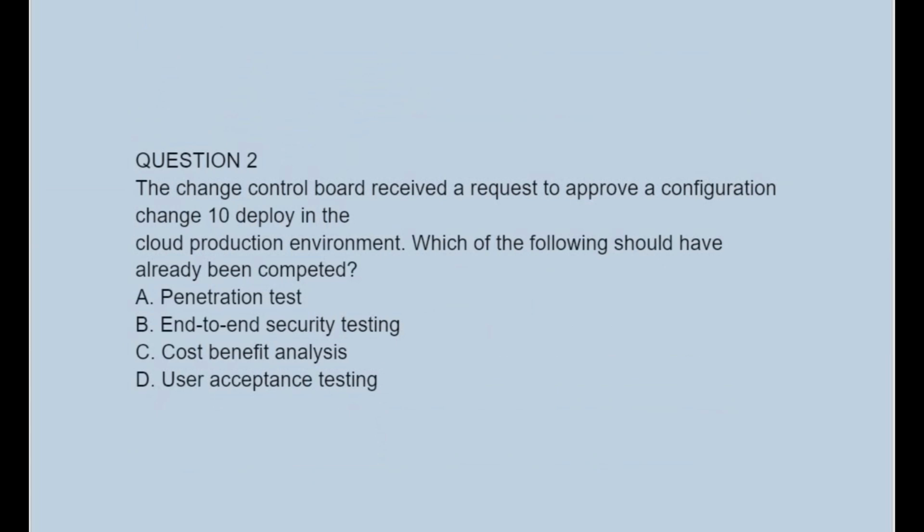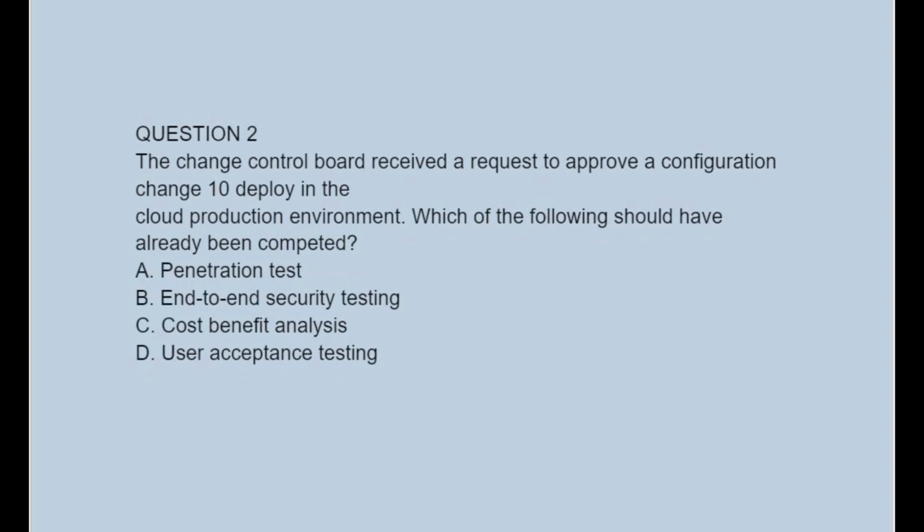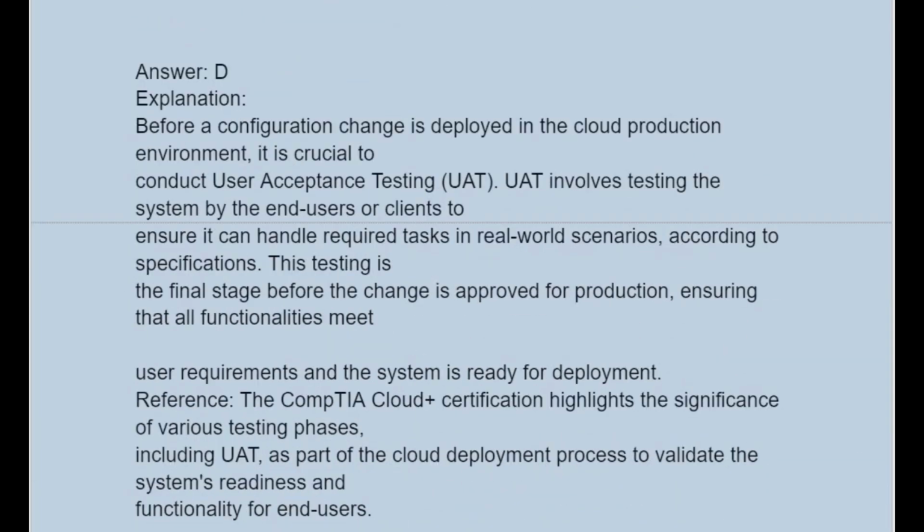Question is, the Change Control Board received a request to approve a configuration change to deploy in the cloud production environment. Which of the following should have already been completed? Option A penetration test. Option B end-to-end security testing. Option C cost benefit analysis. Option D user acceptance testing. Correct answer is option D.